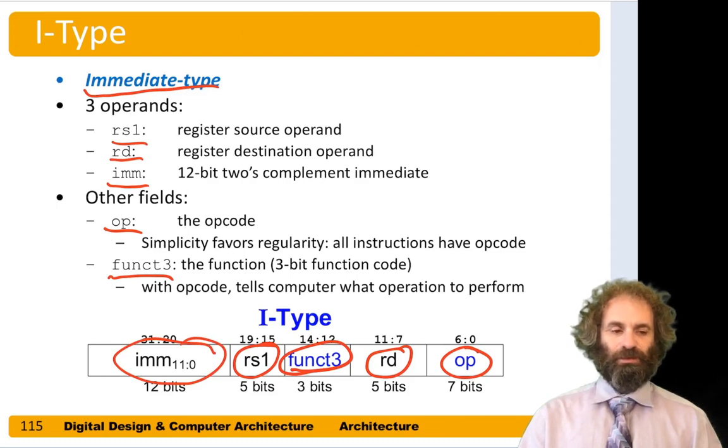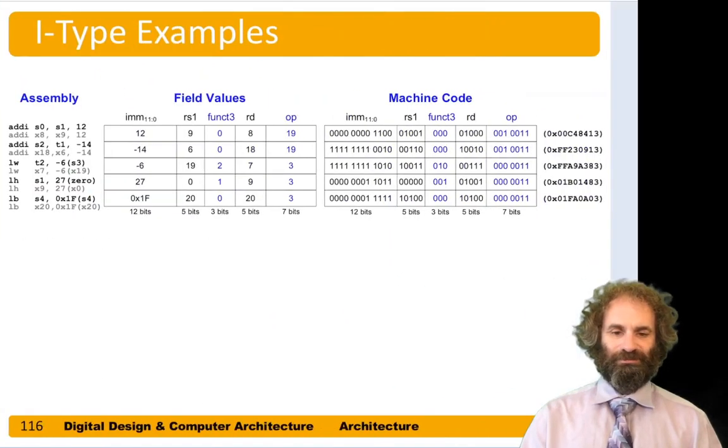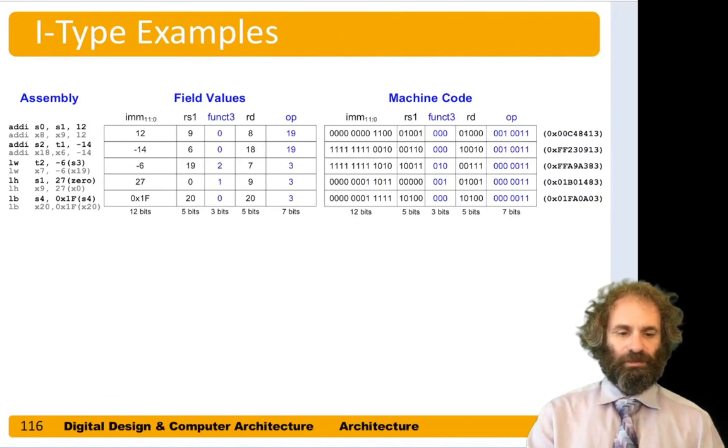And that's for instructions like addi, that could do addi x5 gets x3 plus 42. The op and funct would represent addi, rs1 would be x3, rd would be x5, and the immediate would be 42. Here's some examples of that with an addi.